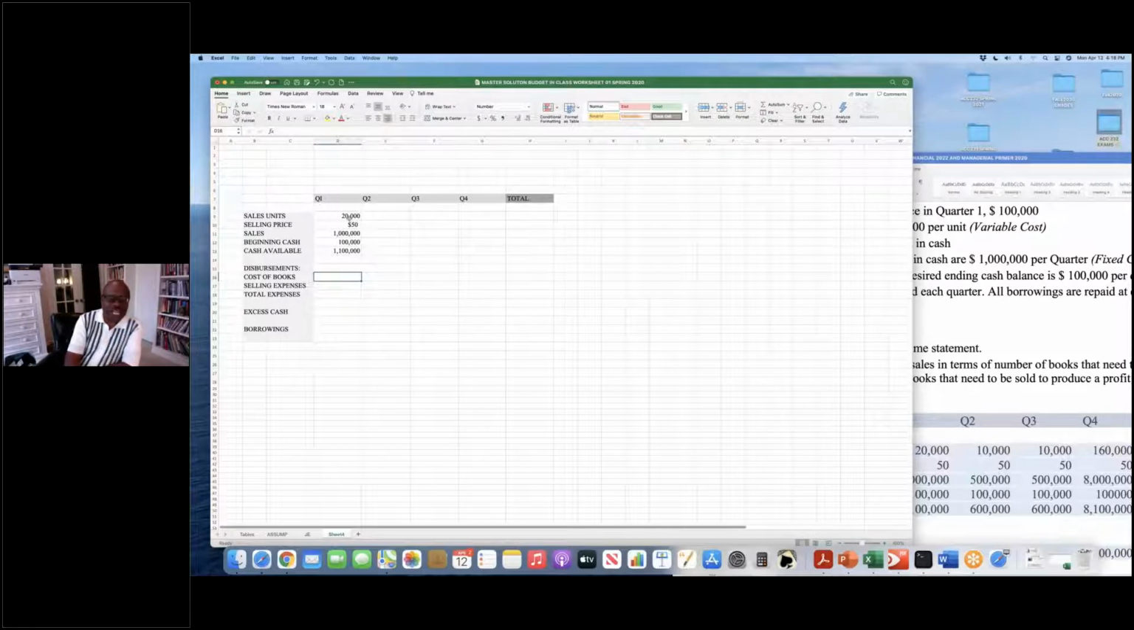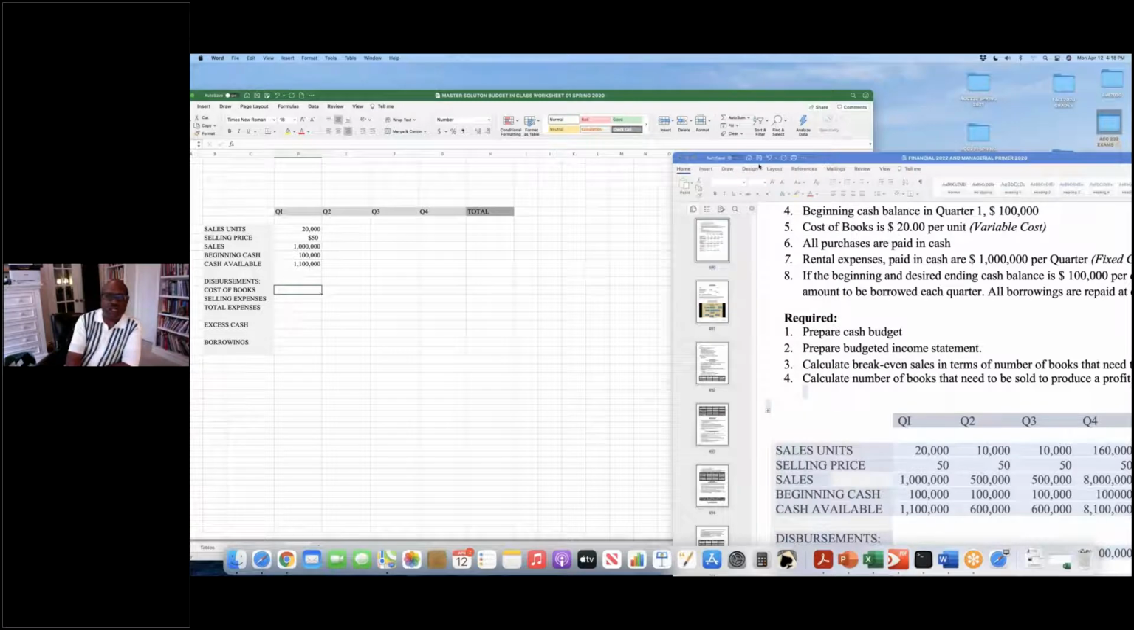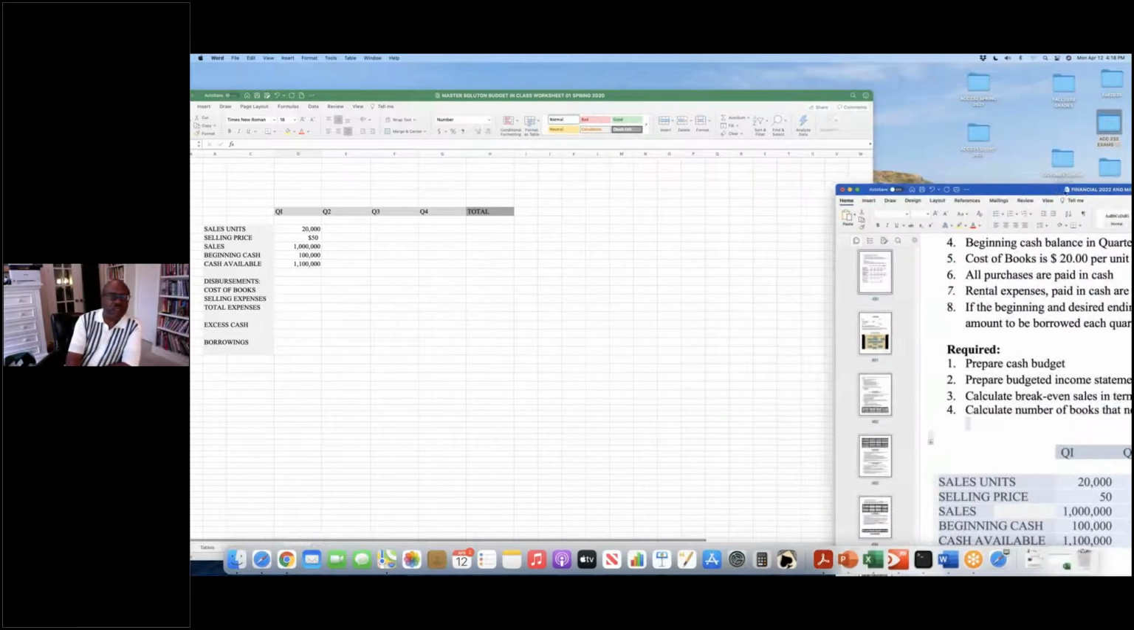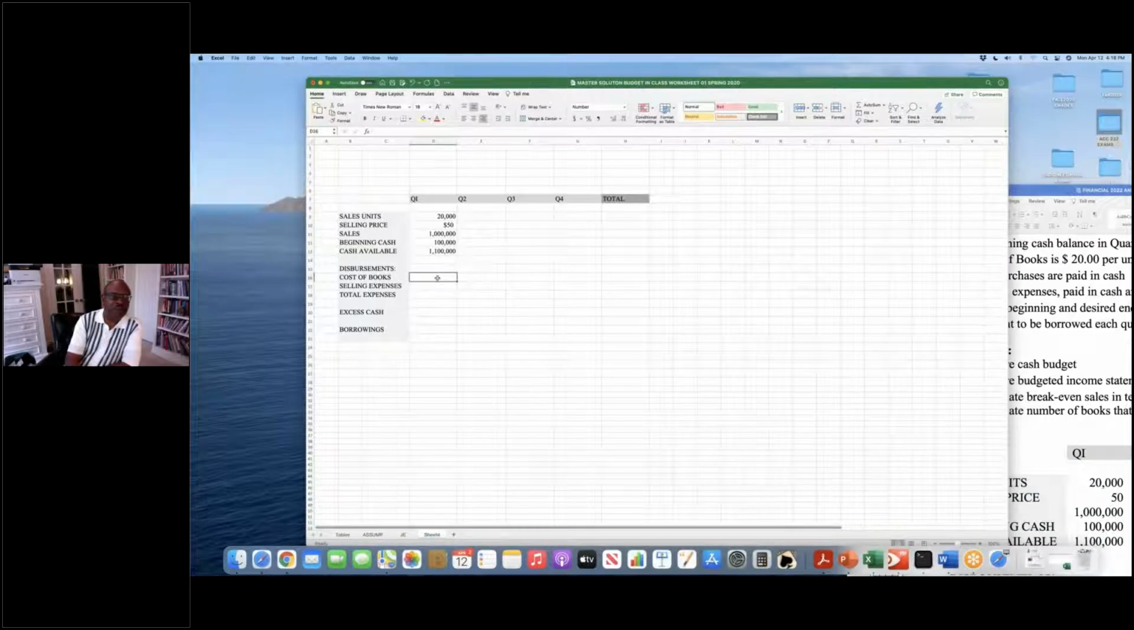So we got 20,000 books, and the books cost how much each? Aren't they $20? 50 each. No, $50, I thought. We sold them for 50. They cost 20. Okay. So we got to buy 20,000 books at $20 each. So that's how we get 400,000. Does everyone see that?